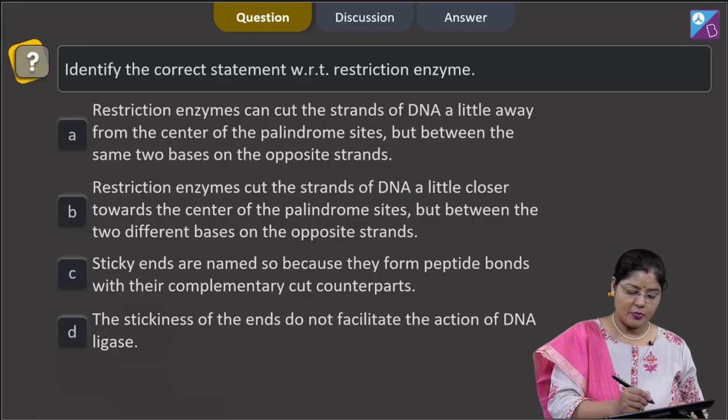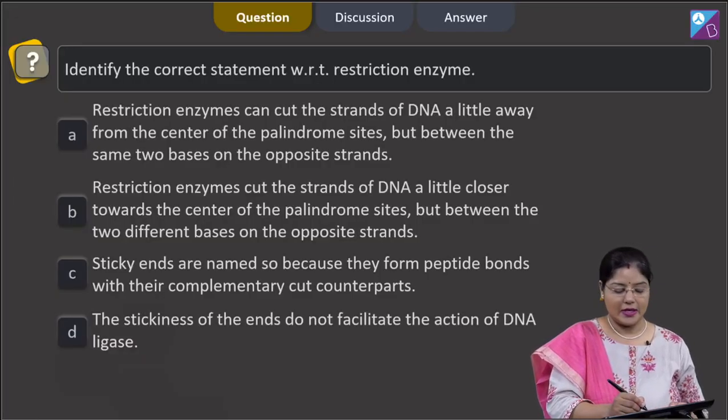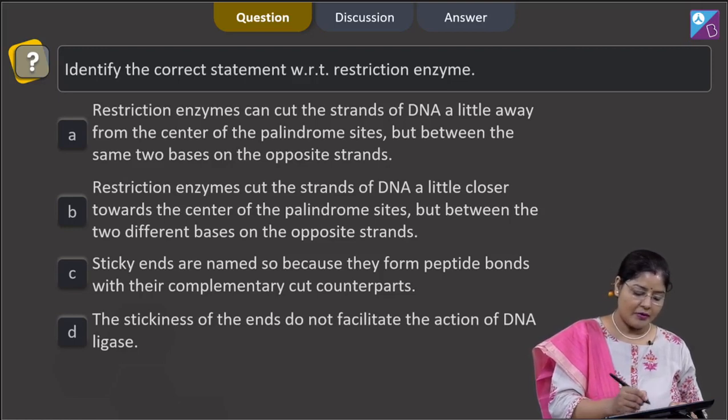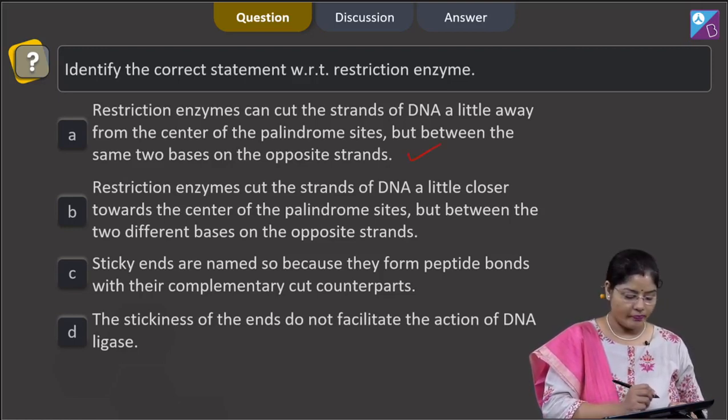Identify the correct statement with respect to restriction enzyme. And the options given are, first option, restriction enzymes can cut the strands of DNA a little away from the center of the palindrome sites, but between the same two bases on the opposite strands. This is a correct statement.